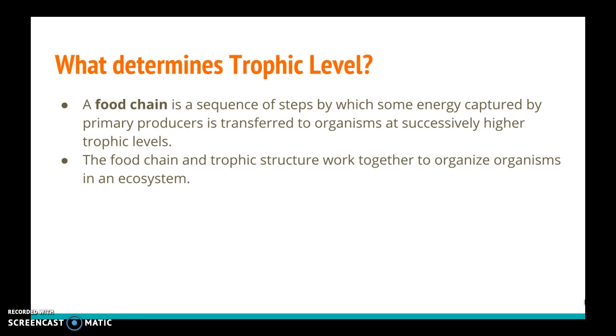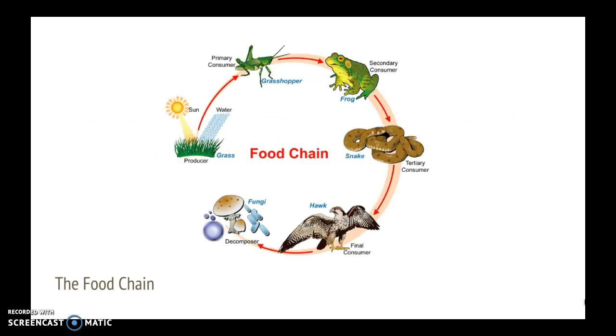The food chain determines the organism's trophic level. The food chain is a description of who eats whom in one path of energy flow in an ecosystem. The food chain and trophic structure work hand in hand to organize the ecosystem. This is an example of a food chain which shows how each trophic level comes into play.